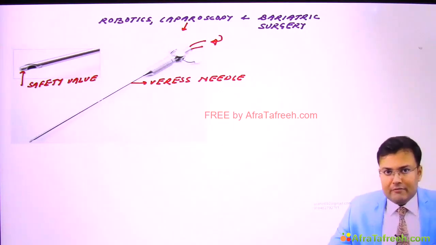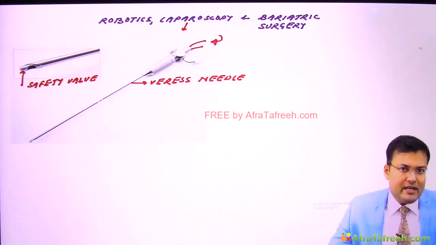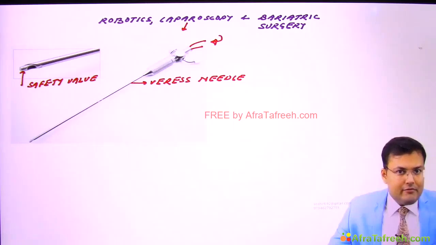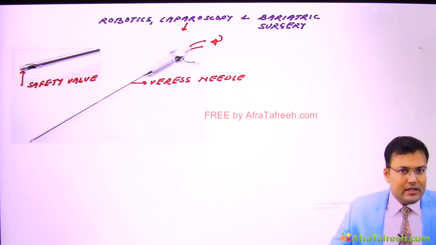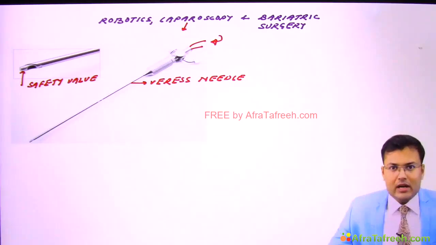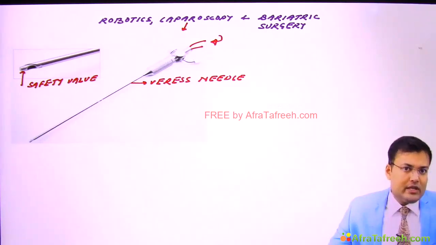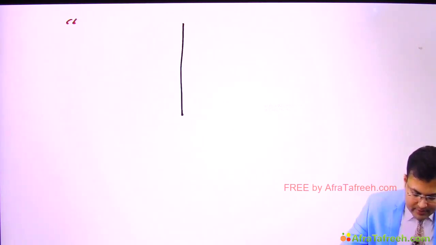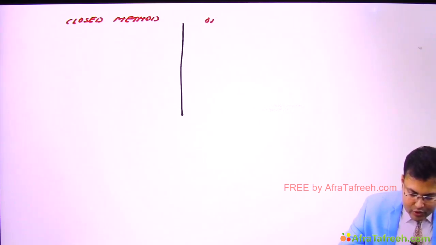Whenever we are using Veress needle for creating pneumoperitoneum, this is known as the closed method. And if we use Hassan cannula for creating pneumoperitoneum, since we are creating it under direct vision with Hassan cannula, it is known as the open method. So see the methods of creating pneumoperitoneum. First, closed method, and the second is open method.